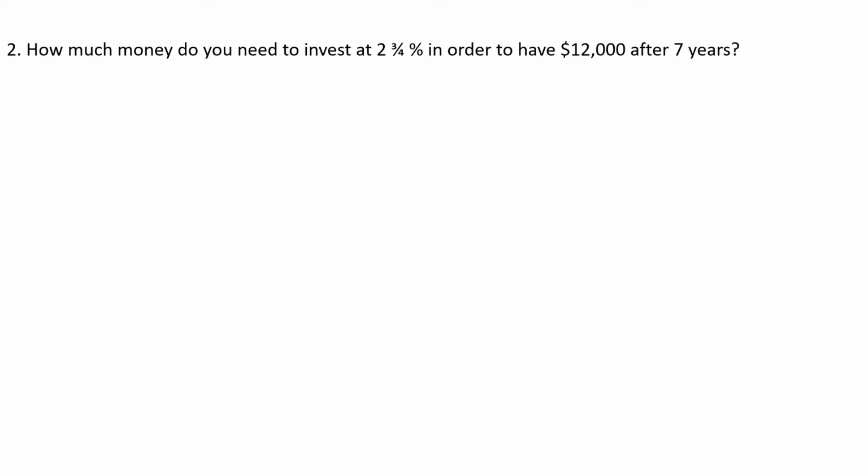Number two: how much money do you need to invest at 2 3/4% in order to have $12,000 after 7 years? Right away, think about which equation you are going to be using. Try to fill it in. Notice it's money, and it says you're just investing it at 2 3/4%. It doesn't specifically say how many times it's compounding per year. That's a little bit confusing, and because of that, we are going to assume that it is compounding annually.